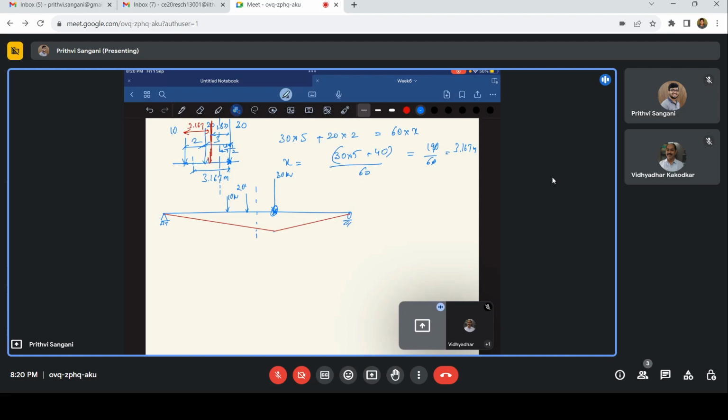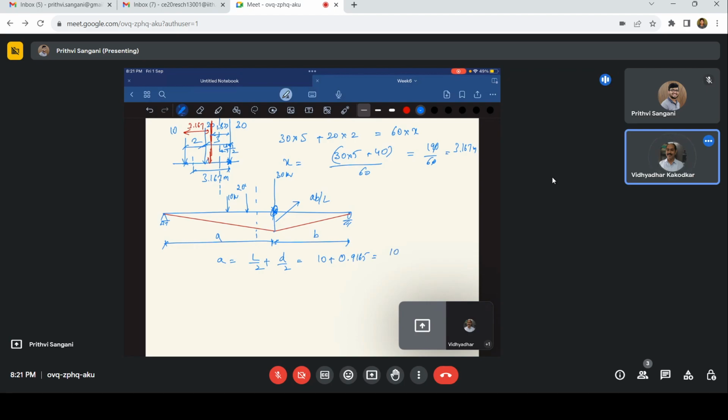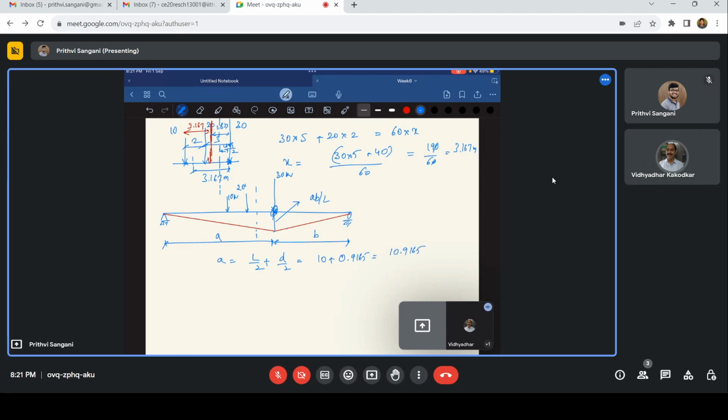Okay, what is the ordinate? This will be AB by L. So what is AB? This much is A and this is B. A is nothing but again L by 2 plus D by 2. What is L by 2? 10 plus 1.833 by 2, 0.9165. That is 10.9165.